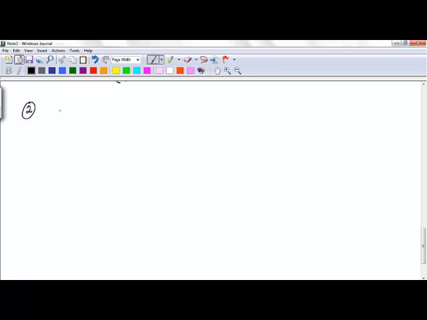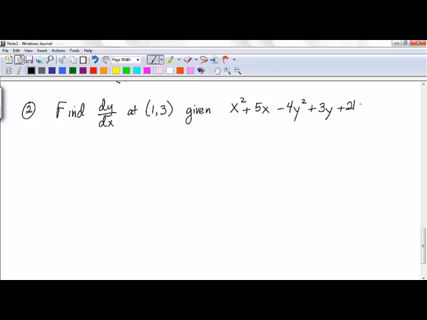Okay, example 2. Find the derivative of y with respect to x at the ordered pair (1, 3). Here's the equation: x squared plus 5x minus 4y squared plus 3y plus 21 equals 0. Like I said before, the reason you have to use implicit differentiation is that there's no way you can get y by itself. So you just have to use a different method.